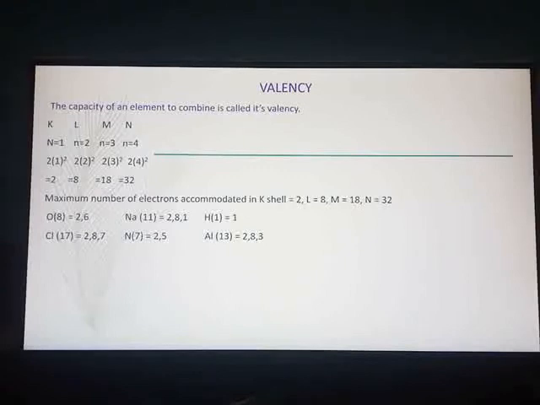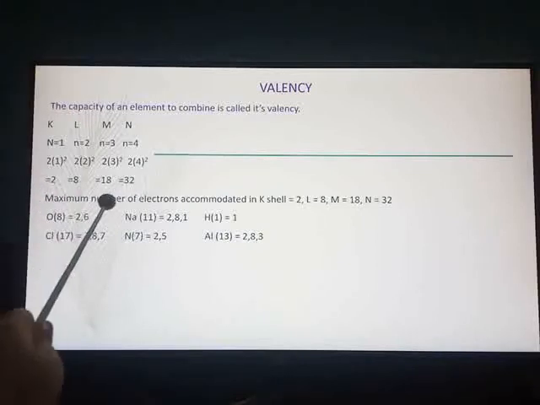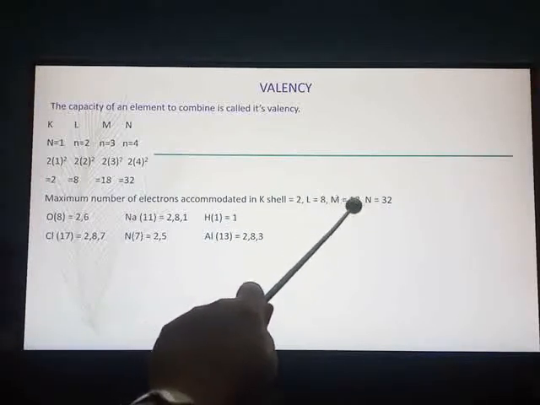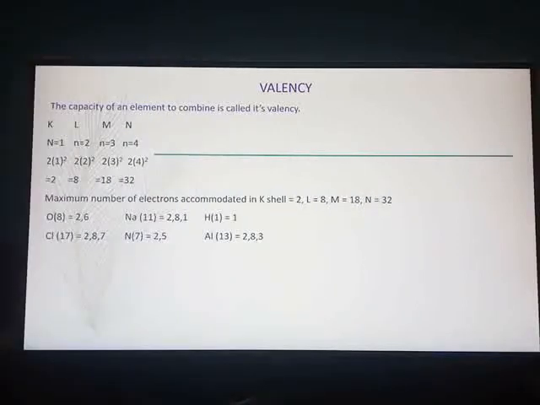You all know that each orbit has a particular capacity to hold a number of electrons. Beyond that capacity, the electrons will not be accommodated in that orbit. You can calculate it using the formula 2n square. In the first shell, n is 1, so 2; second shell 8, third shell 18, fourth shell 32. So the maximum number of electrons which can be accommodated in the K shell is 2, L shell 8, M shell 18 and N shell 32.